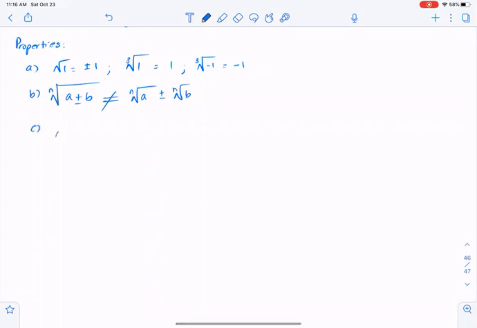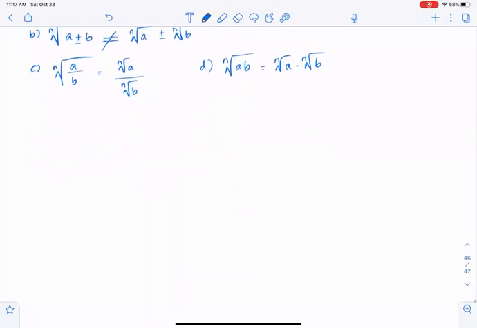But what is doable? If I have the nth root of A over B, I can split and write it as the nth root of A divided by the nth root of B. In a similar manner, if I have the nth root of A times B, I can write it as nth root of A multiplied by nth root of B. So the only times when you can split a radical is when numbers are in product or in division or quotients. So here is an example.